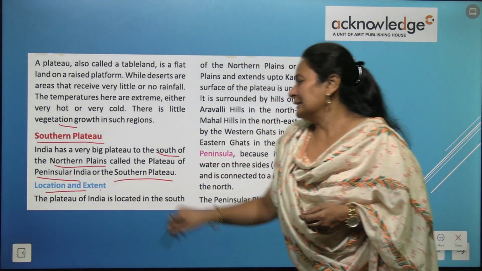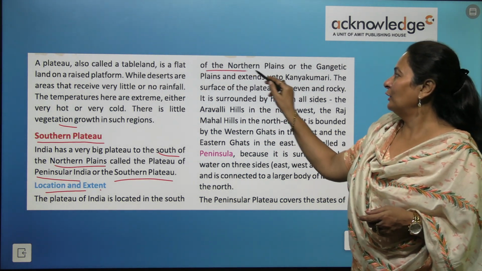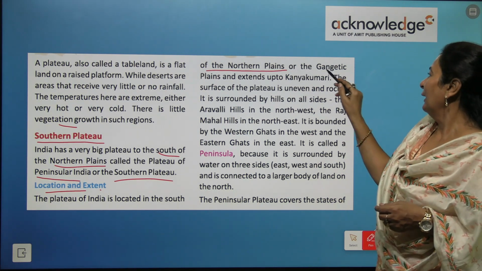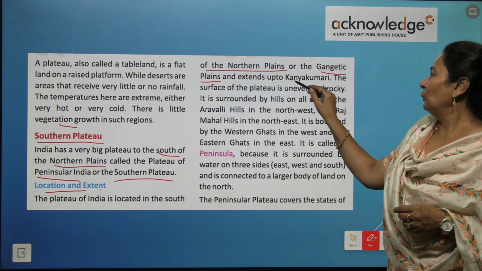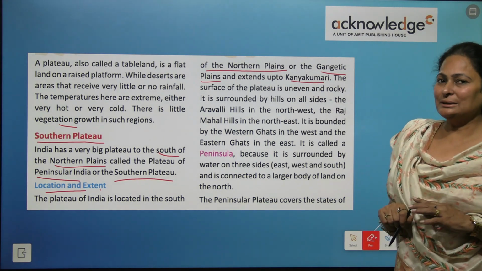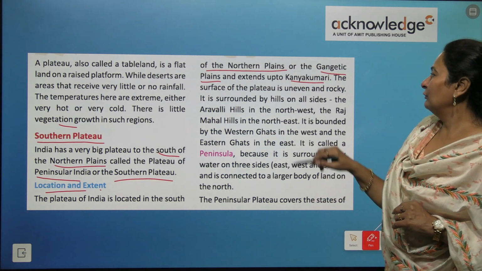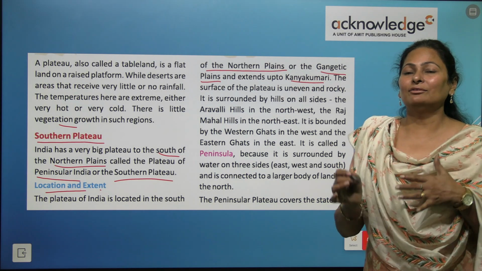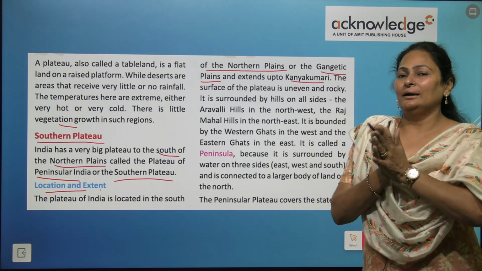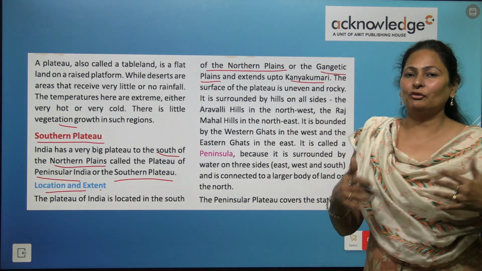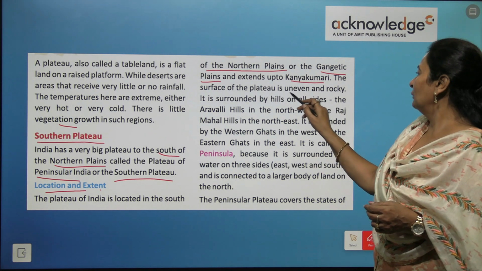Now, location and extent. The plateau of India is located in the southern part of the northern plains, or Gangetic plains, and extends up to Kanyakumari. I told you the southernmost landfall point is Kanyakumari. The surface of the plateau is uneven and rocky. Somewhere you'll find high landforms, somewhere you'll find low landforms. So the area is uneven and rocky too.